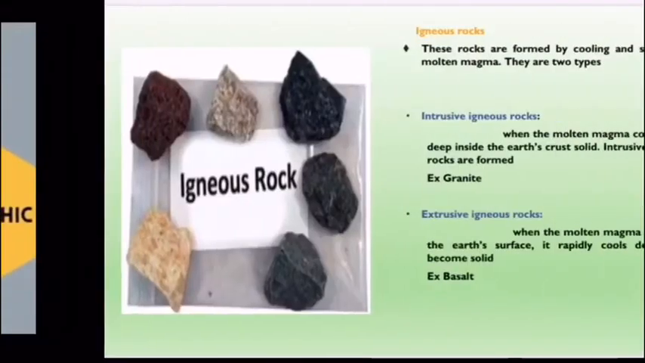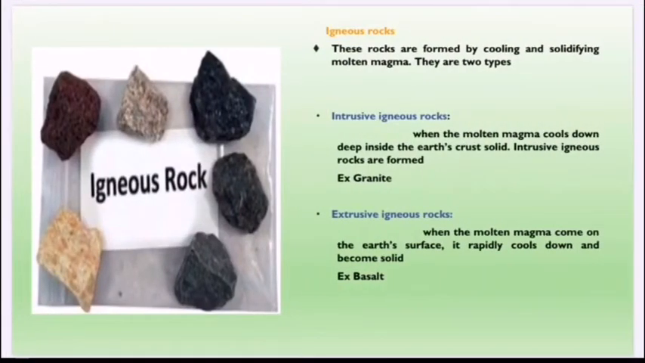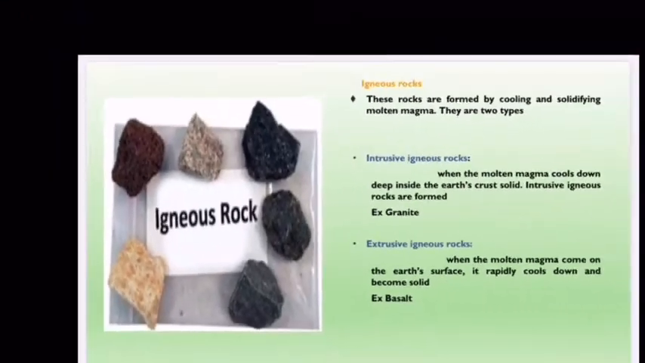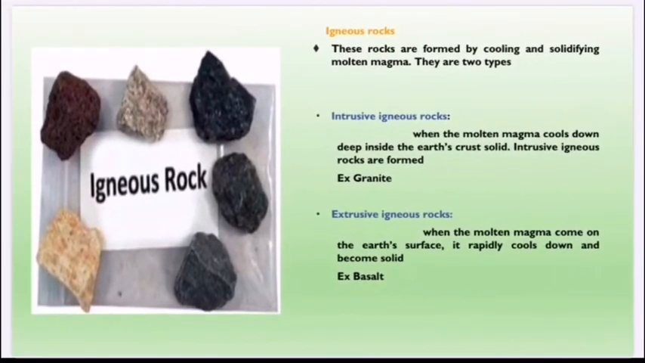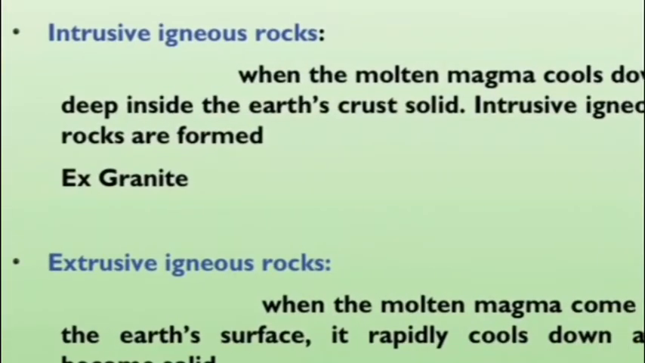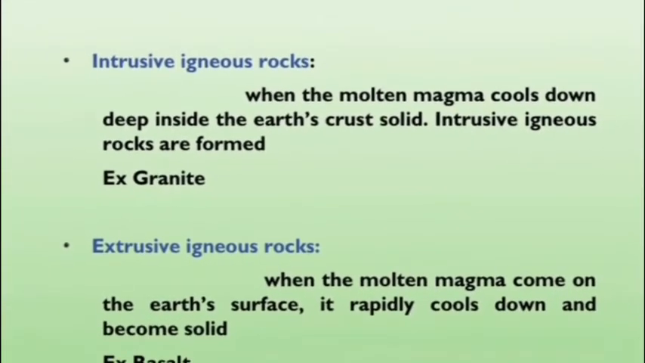First we are going to discuss igneous rocks. Here I have given pictures of igneous rocks. Now I am going to discuss the definition of igneous rocks. Igneous rocks are formed by the cooling of solidified molten magma. You are familiar with volcanic eruptions, right?